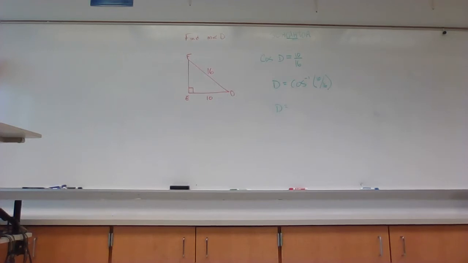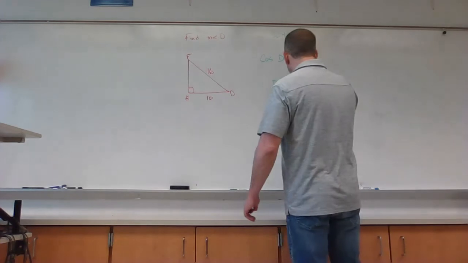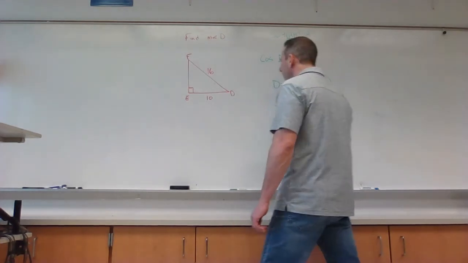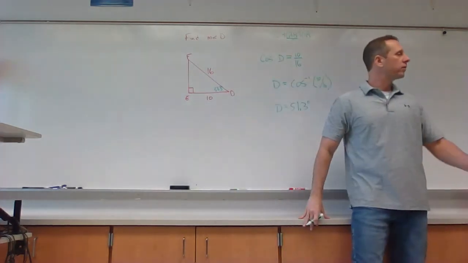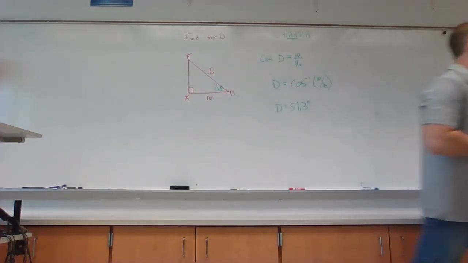Is it in degrees? It is in degrees. Second, cosine, 10 divided by 16. Enter. I didn't close the parentheses. Enter. There's your answer. So, wait, what does this do? That gives you the angle measure. The measure of angle D is 51.3 degrees. 51.3. Okay? What's up, Haya? You need calculator help too?